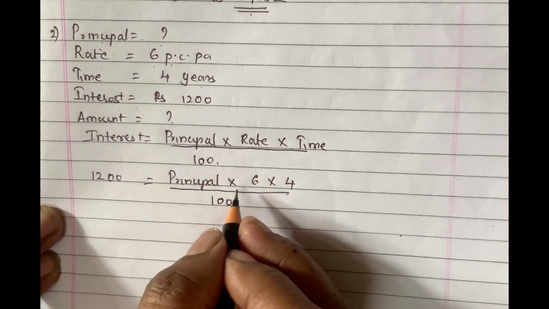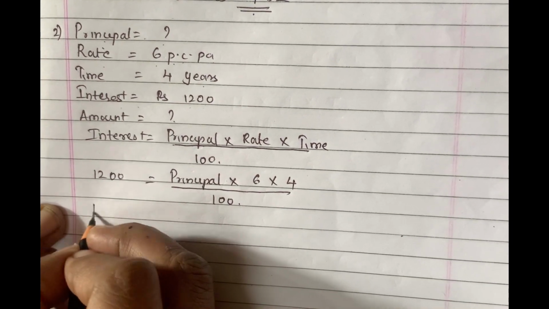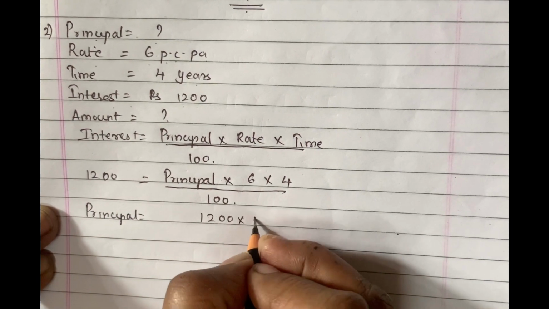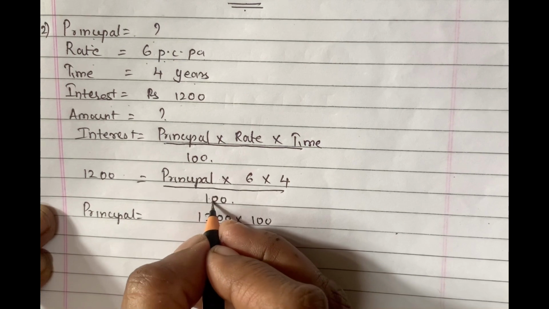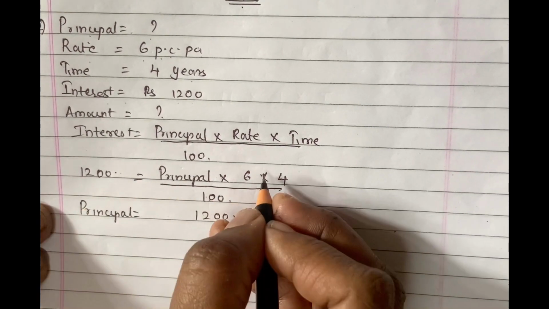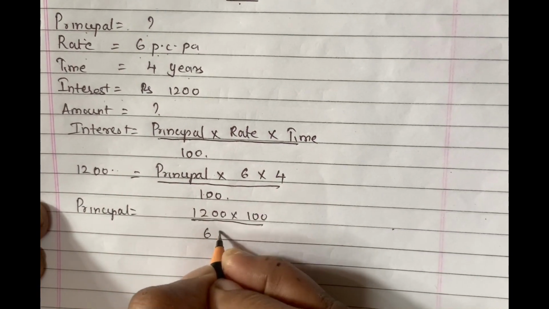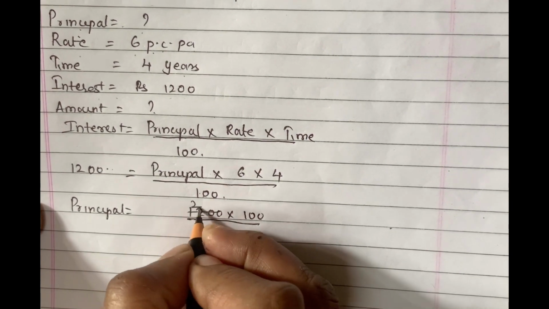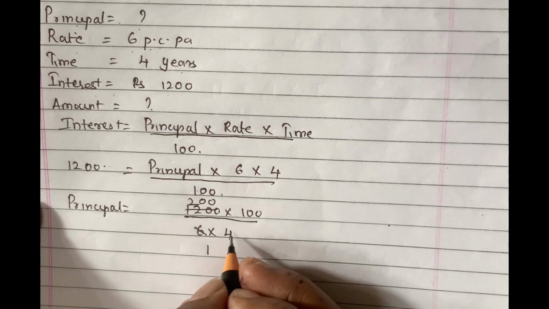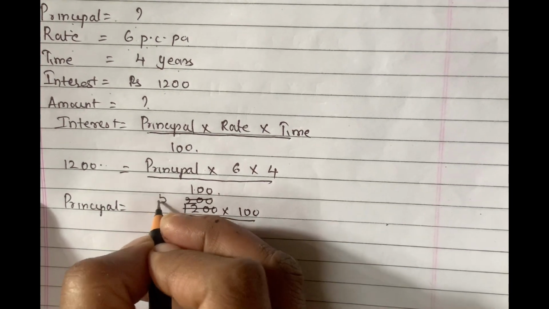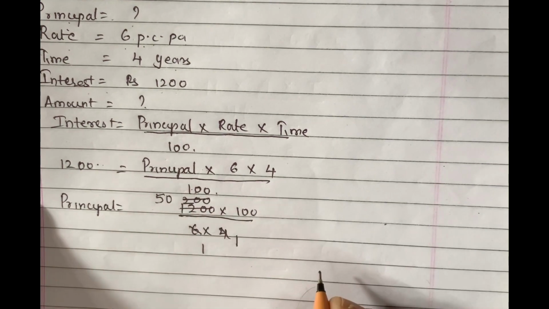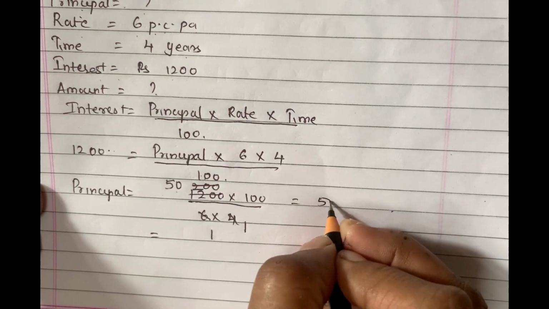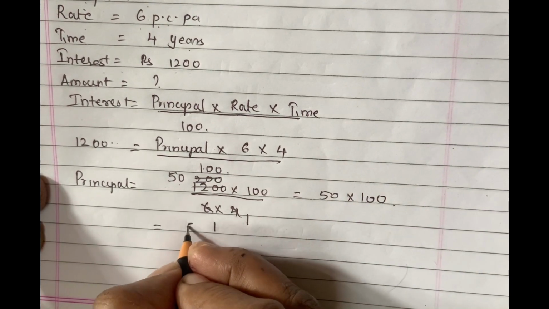Now we will cross multiply. So principal equal to 1200 into 100. I have cross multiplied, so the denominator will go to the numerator and the numerator will come to the denominator. Now 6 1s are 6, 6 2s are 12, 20, right. Now 4 1s are 4, 4 5s are 20, one more 0 is there, so write 0. So you have to multiply 50 into 100. 50 into 100, that is 5000.